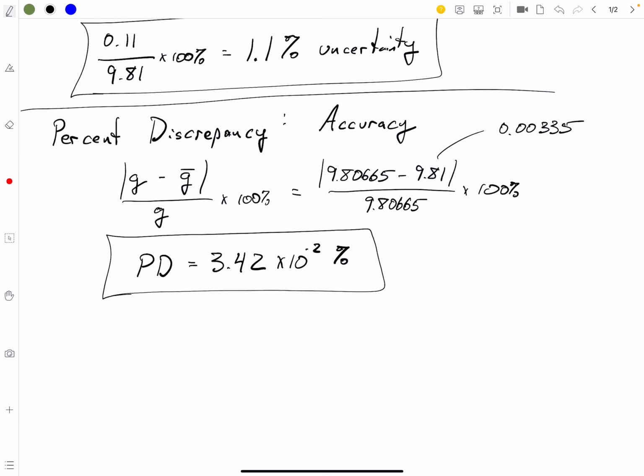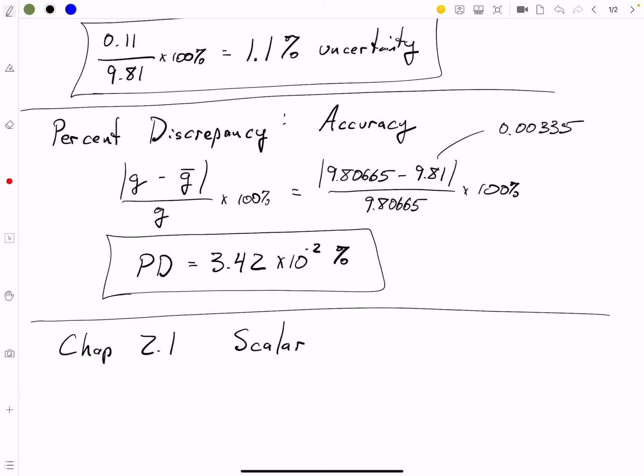Okay, so let's move to Chapter 2.1. Scalars and vectors. So this is where I always do the joke.